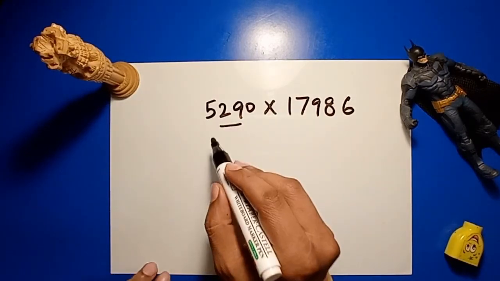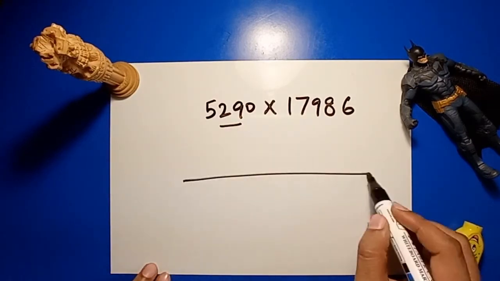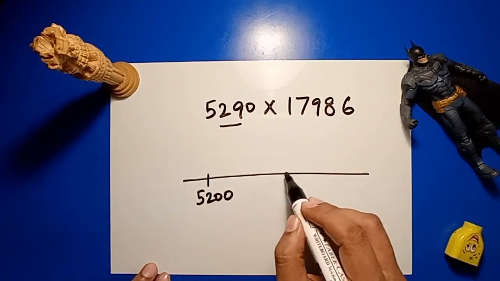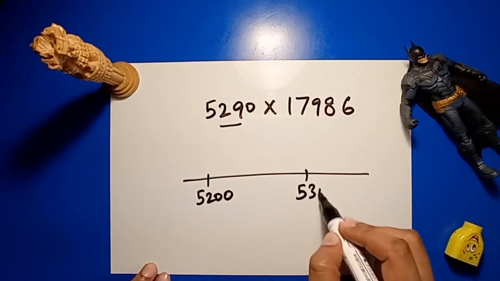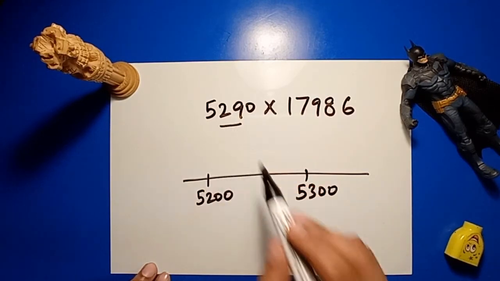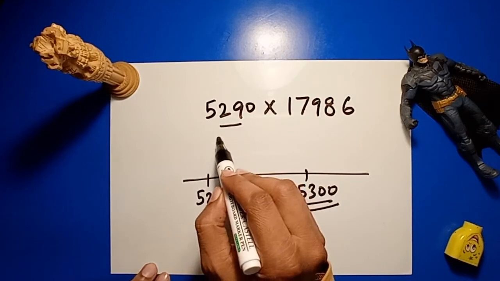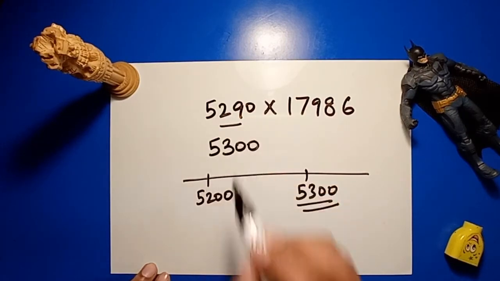So let's start with this number. Just solve this. 5,290. So 5200, 5300. Which number do you think it is closer to? Of course 5300. So this gets rounded to 5300.